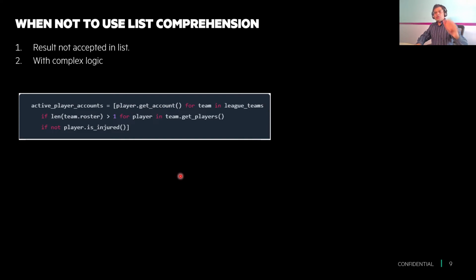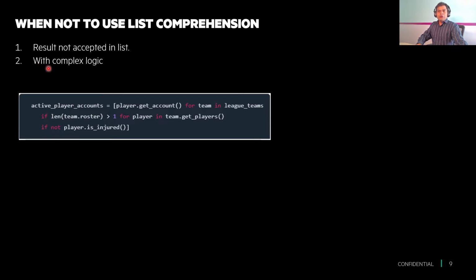So now let's talk about some places where we should not be using list comprehension at all. First, if we don't want our result in the form of a list. Let's say we have some multiple comprehension and we don't want it in a list, then don't use list comprehension at all. Some places we need to add some comments, then this is not a good thing to use.